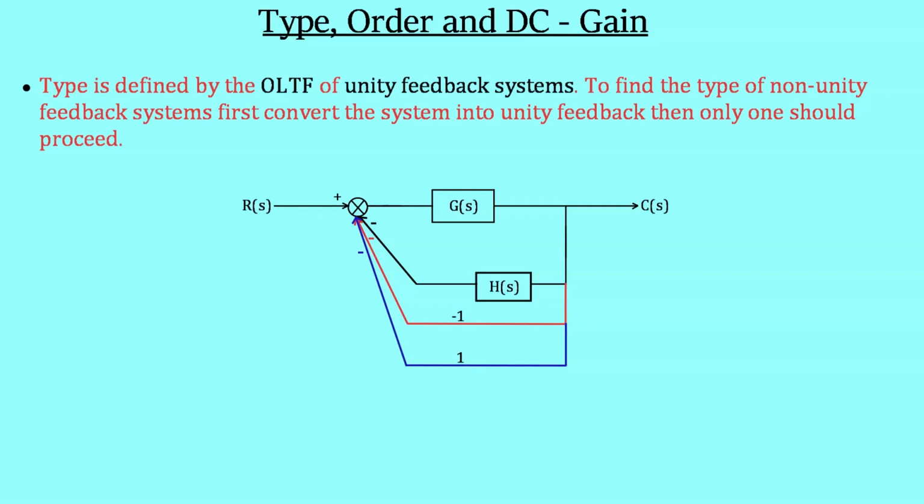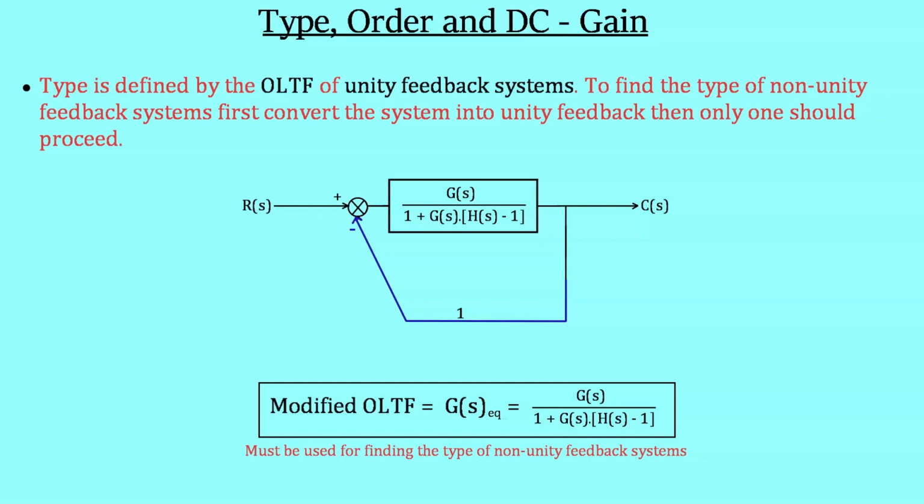After that, we have to solve the block diagram leaving only one unity feedback path. After solving, you will get the modified feed forward transfer function to be equal to the original feed forward function divided by 1 plus the feed forward function multiplied by the feedback function minus 1. You have to use this method to find the type of non-unity feedback system. Try to solve a question.